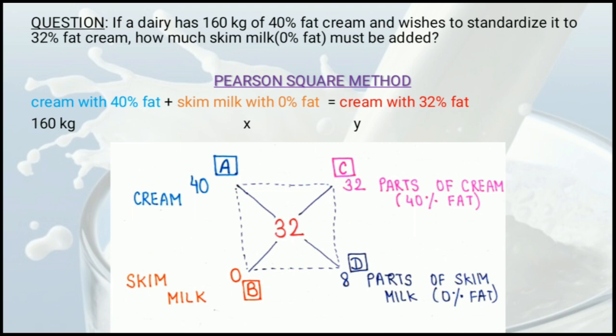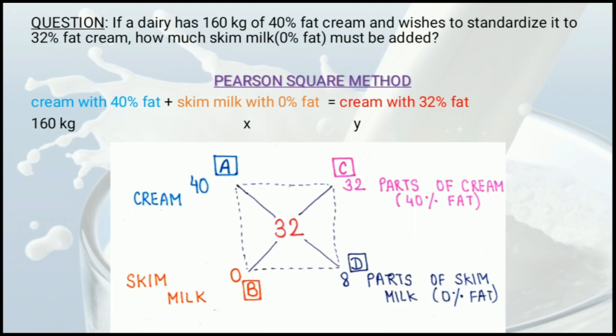So before doing these questions, you need to make a square box which will have corners A, B, C and D and a center. In the center, we write the value of the required product. Means we need a cream which will have 32% fat content. So in the center, we will write 32. Now we have four corners left.